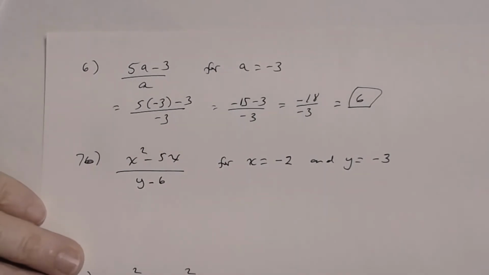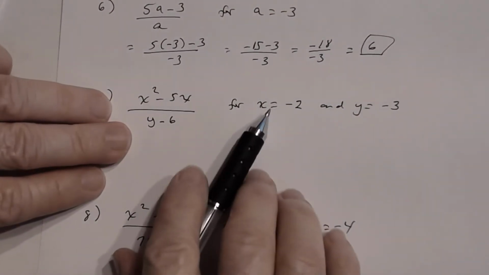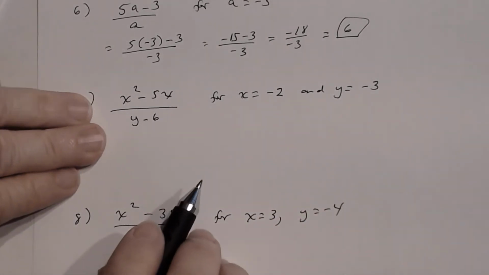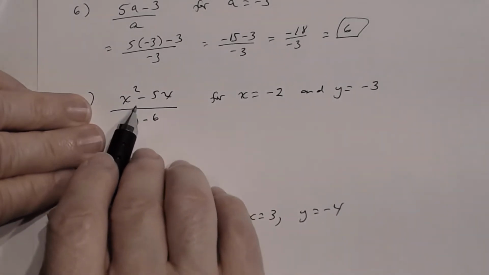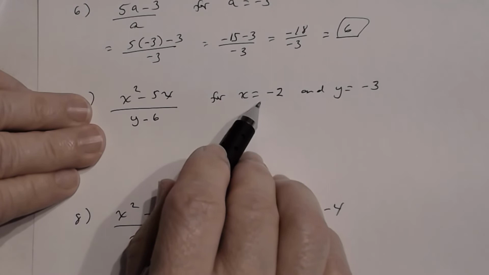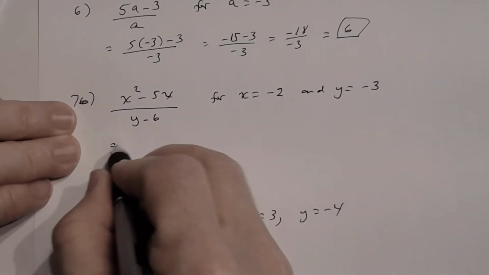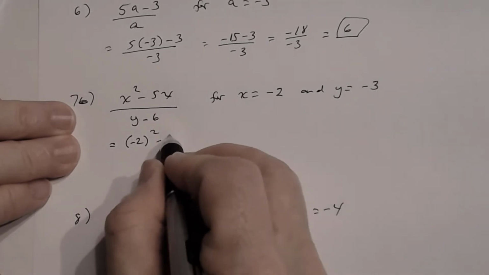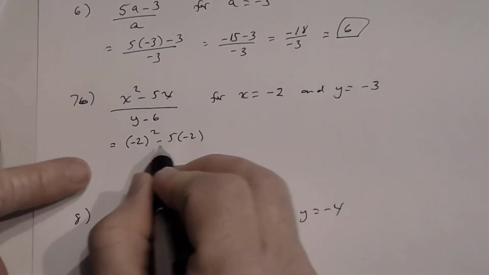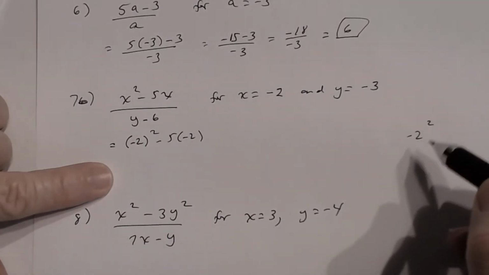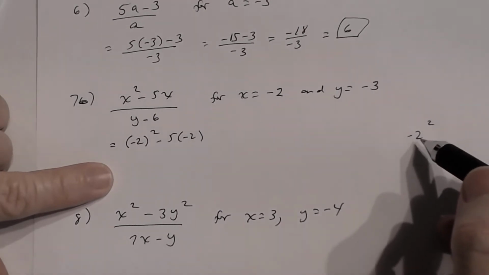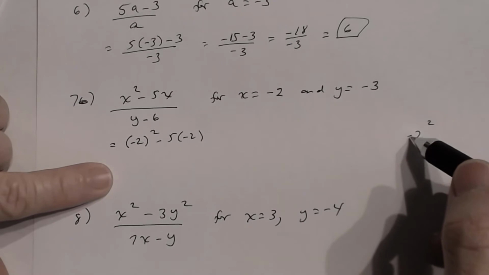All right, number 7, you want to evaluate this rational expression when x is negative 2 and y is negative 3. All right, now it becomes very important. You see where you're squaring x? It becomes very, very important that since x is negative here, you put that in parentheses. So that's negative 2 squared minus 5 times negative 2. If you did not put that in parentheses, mathematically what that means is that you're only squaring 2. And so if you only square 2, this becomes a negative 4.